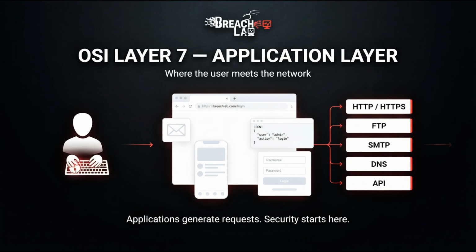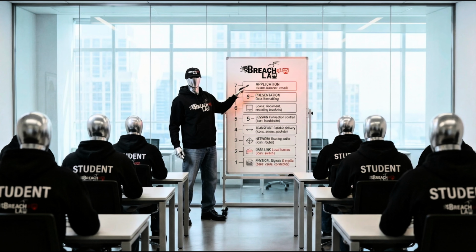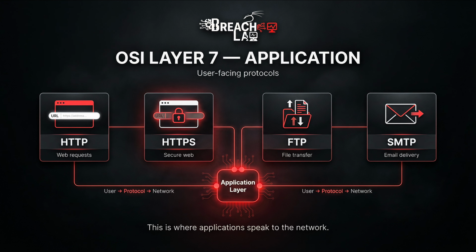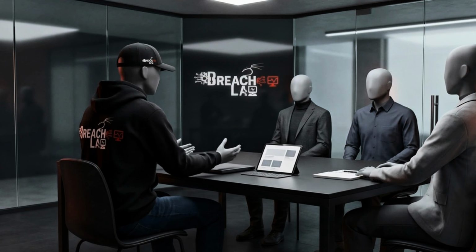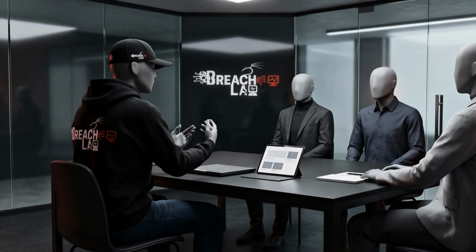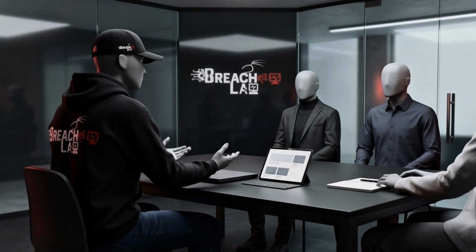The 7th layer is the application layer. This is the top of the OSI model. It contains the network services users interact with directly: HTTP, HTTPS, FTP, SMTP. Open YouTube right now and check which protocol the site uses. Correct, HTTPS. That's the application layer. This layer allows applications to work with the network, transferring files, sending email, and making database requests.